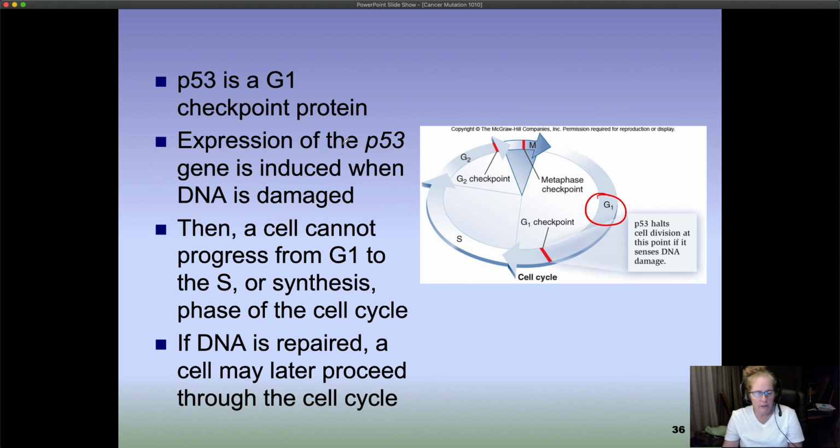If P53 is expressed, its gene is going to be induced when damage is encountered. So if expression of the gene of P53 is induced when DNA is damaged, it's going to halt the cell cycle. It's going to stop everything. In this case, the cell cannot move on from G1 to S. S is the synthesis phase. This is when DNA replication occurs.